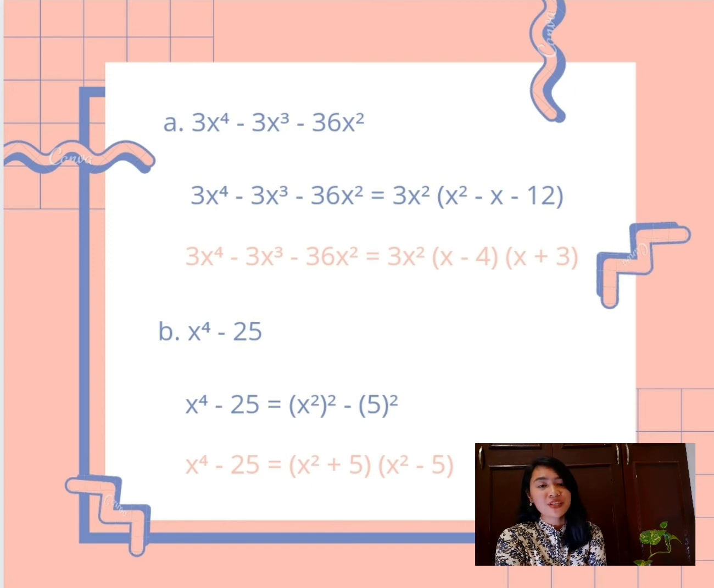Doing this gives us 3x raised to the fourth power minus 3x cubed minus 36x squared is equal to 3x squared times x minus 4 times x plus 3. Don't forget that the first step to factoring should always be to factor out the greatest common factor. This can only help the process.